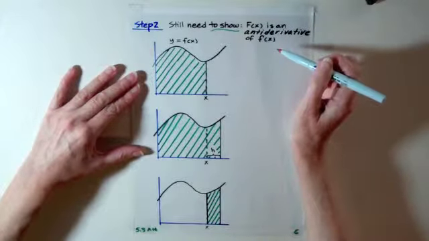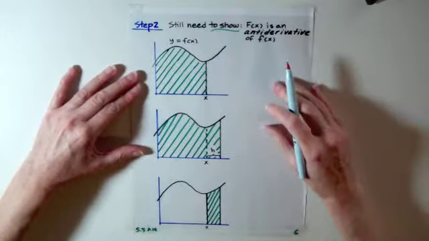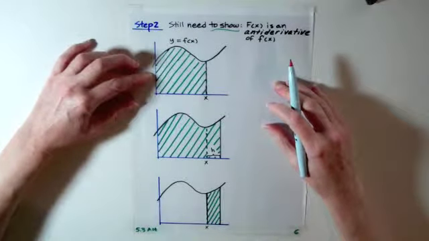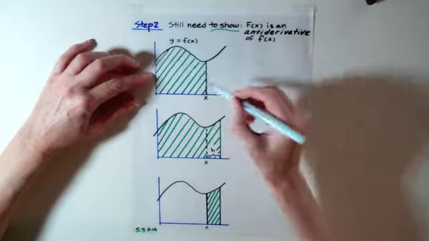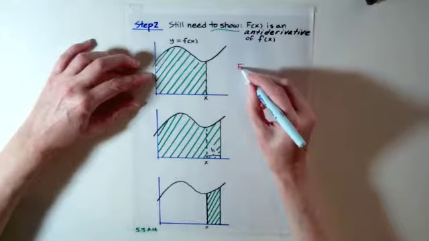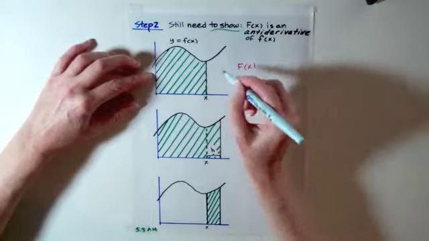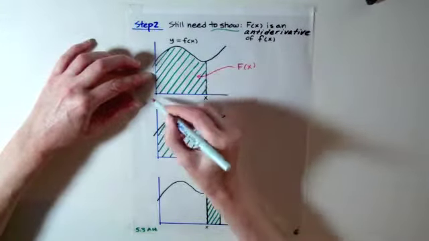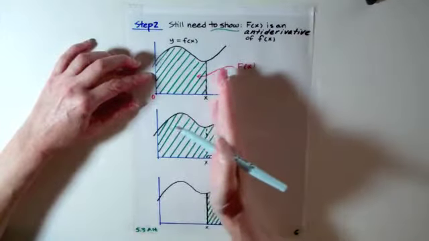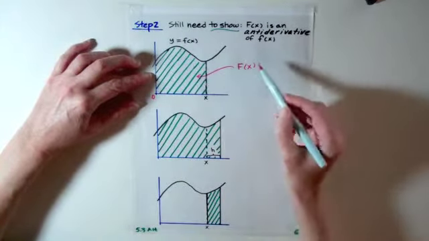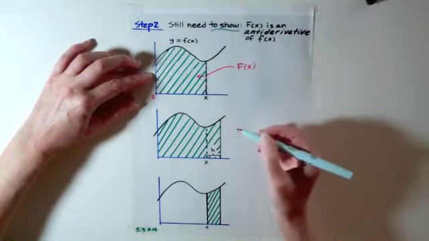Okay, well, how are we going to do that? Well, we're going to do it again using pictures. So first of all, remember that capital F of x, what is that? That's the area under the curve from 0 up to x. So this green shaded area here is capital F of x.